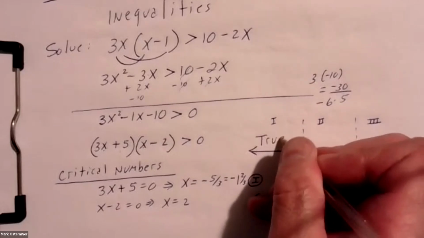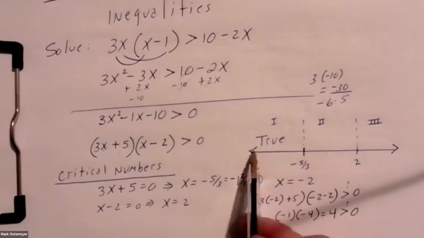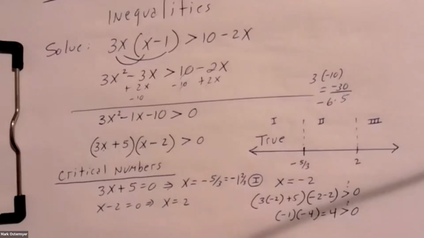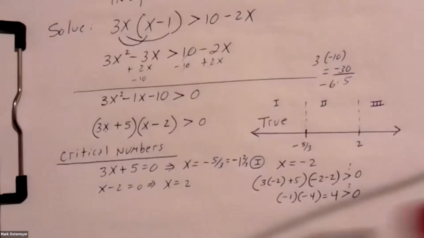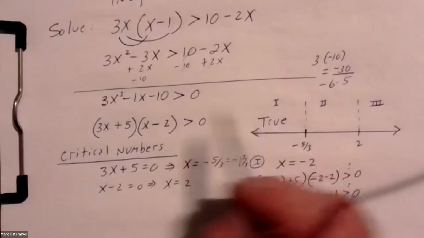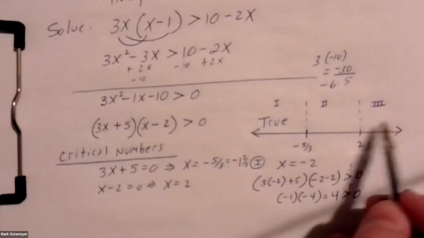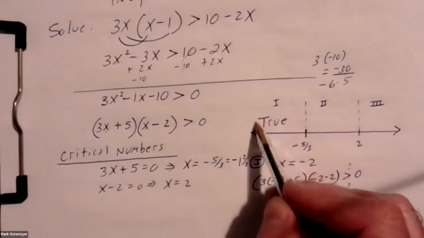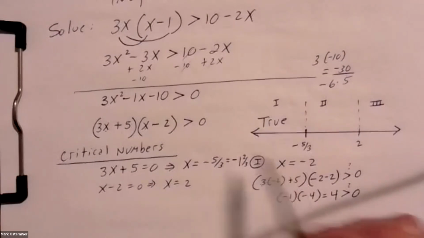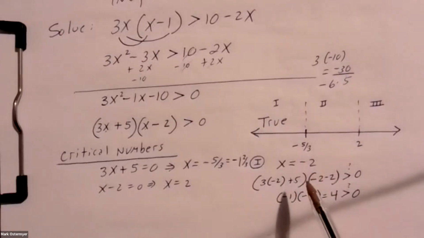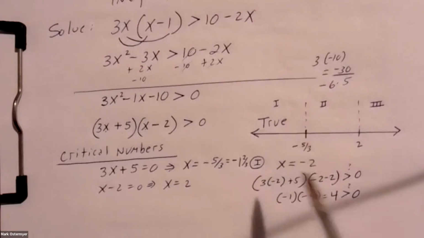I like to write the word true. True in my mind indicates that this interval does produce solutions to my quadratic inequality or my polynomial inequality. Now, your author is showing the signs of each of these factors in each of these intervals, and they're arguing why this interval would produce solutions. You don't need to go through all that technicality. I mean, you can just say, yes, this interval will produce solutions.